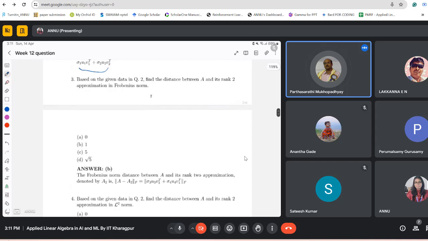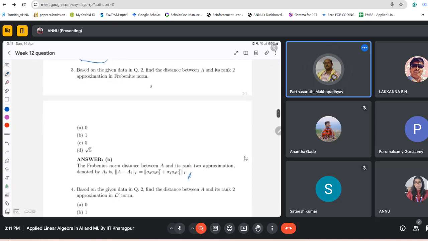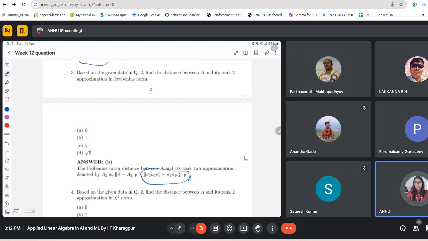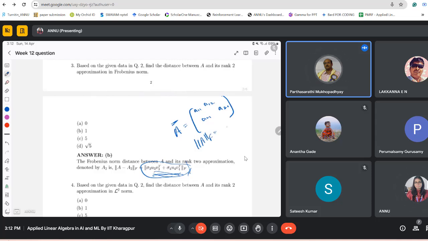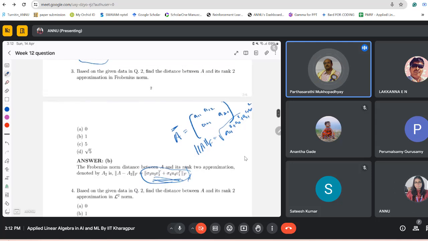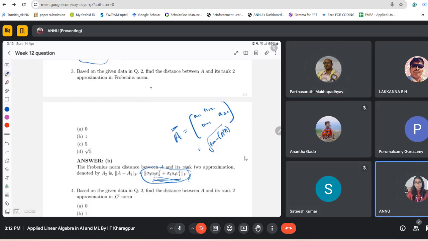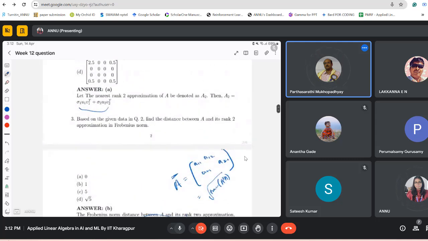Okay. So this is one of the good questions, not a repeated one. In this case, we need to calculate the L2 norm. Given the data in Q2, find the distance between A and its rank approximation in L2 norm. So this will not be the Frobenius norm; in that case, it will be the L2 norm. But L2 norm of a matrix is actually the same as the Frobenius norm of a matrix. Though we are writing it like this, with a 2, the value will be the same, because the L2 norm of a matrix is the Frobenius norm of a matrix in matrix norm.